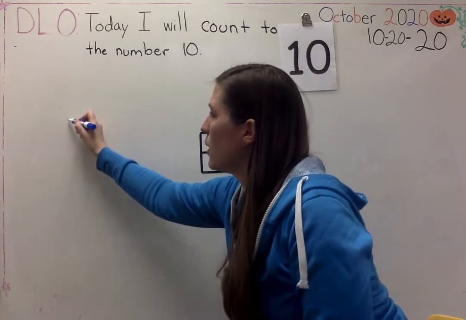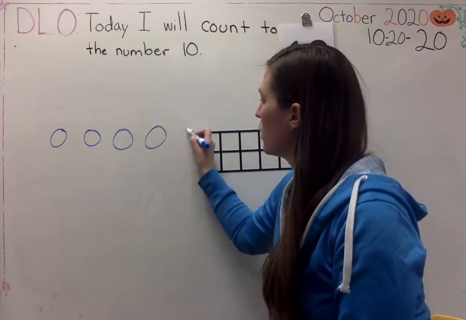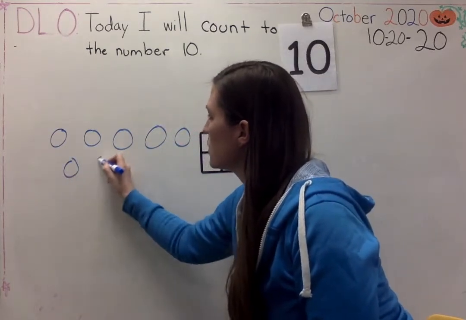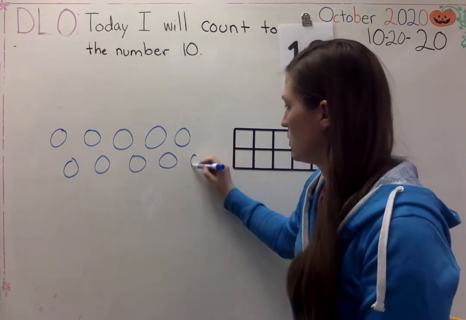All right, so I'm going to draw my objects. 1, 2, 3, 4, 5, 6, 7, 8, 9, 10.